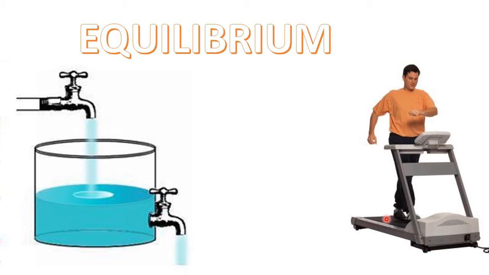Here also, like before, two actions are happening, but they oppose each other so that there is no visible output. Now let's try to apply this concept in a chemical reaction.